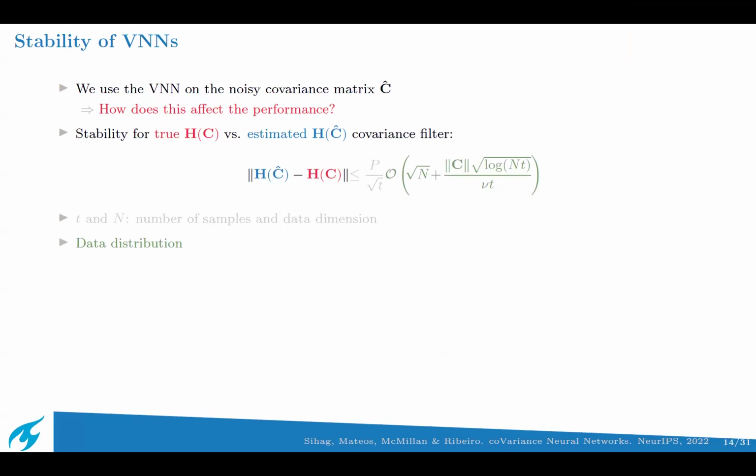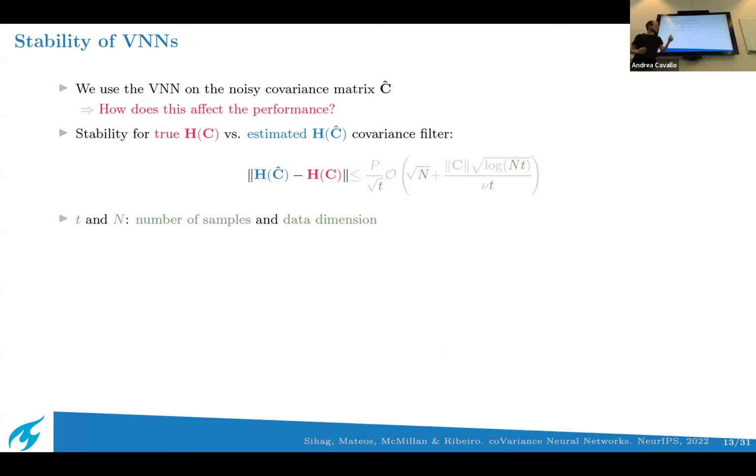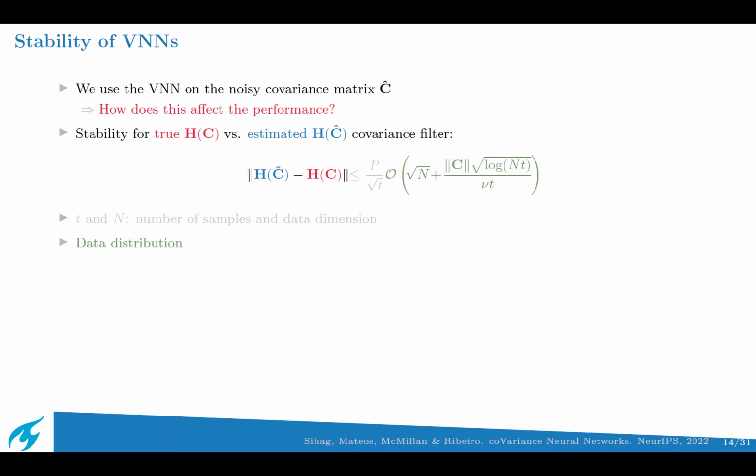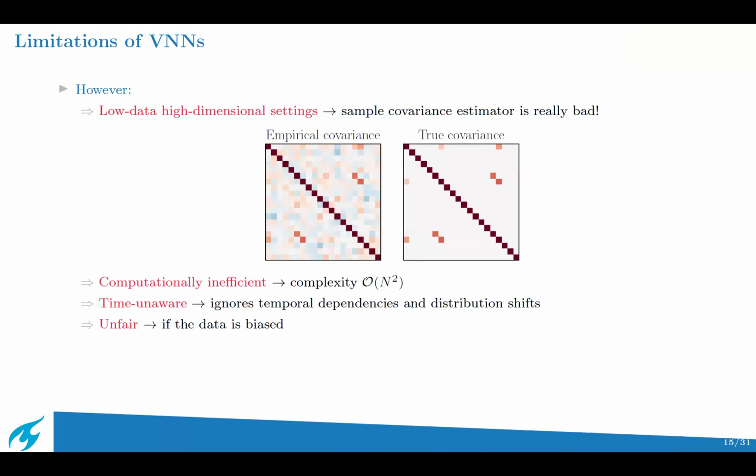And this bound has two terms, right? It depends on the number of samples, of course, because the more samples I observe, the better estimate of the covariance I have, and then this bound will go to 0 for infinite samples. And on the data dimensions, I mentioned before that larger dimensions mean it's harder to estimate the covariance, right? So if the dimensions are larger, then my bound will be larger as well. And something else that depends on the data distribution that doesn't really matter now. So nice, we can have a graph neural network on the covariance matrix and be stable, right? So that's already a very nice result.